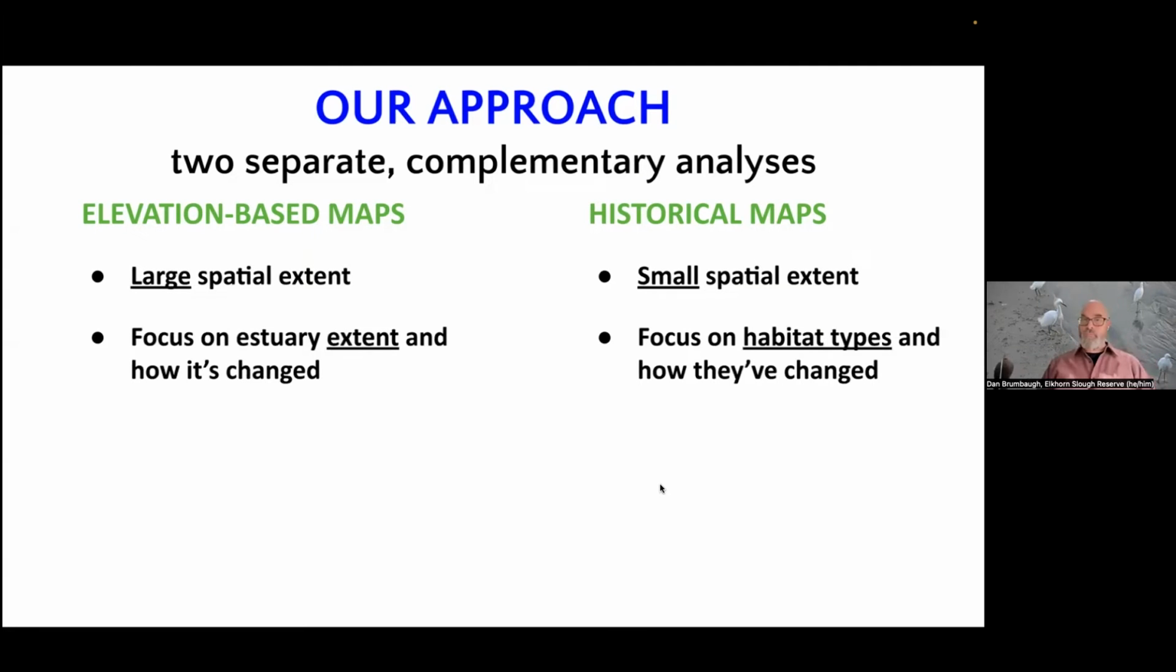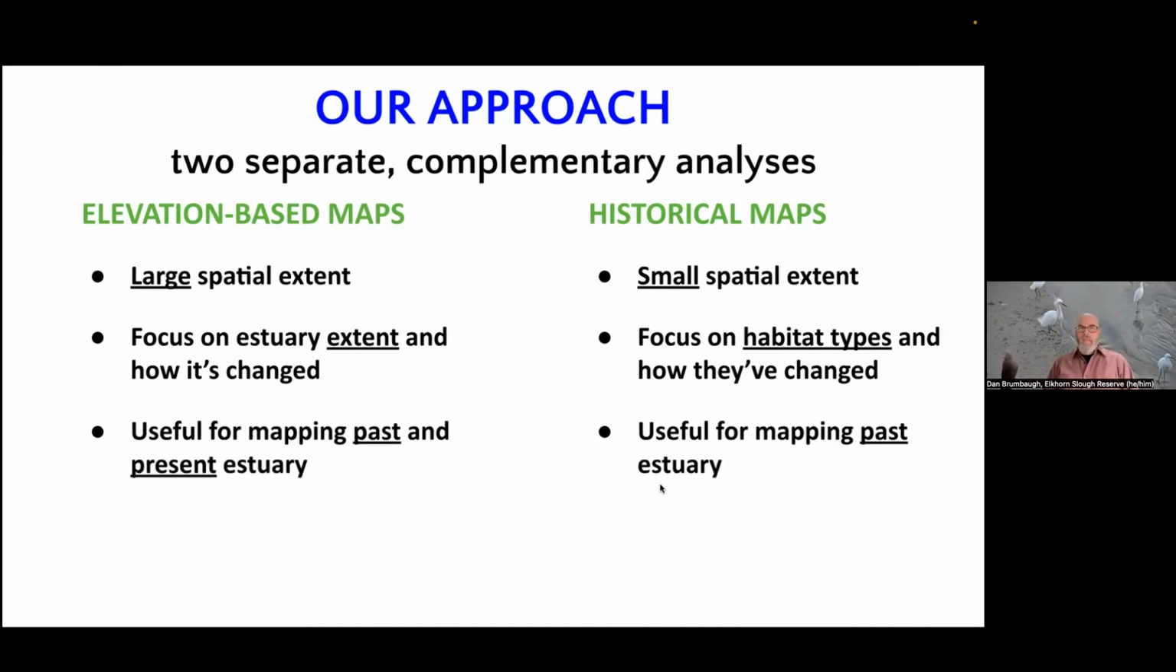Historical maps give us rich information about habitat types in the past that we can then compare to our present understanding of habitat types. In contrast, the elevation maps mainly focus on estuary extent and how that's changed. And then, as I mentioned, historical maps obviously give us a picture of the past. The elevation-based maps can give us this picture of both the past and also a potential or estimated present that we may not know about.